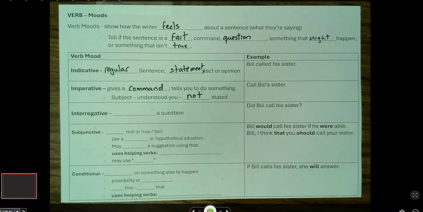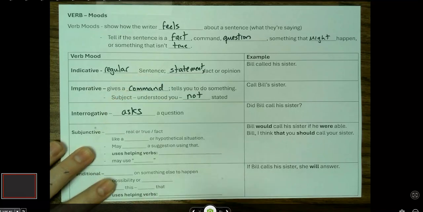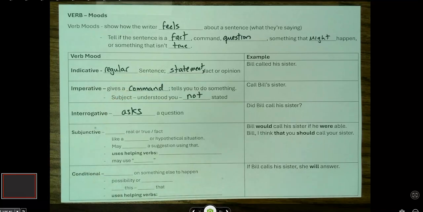All right, and then we got interrogative. It's just like an interrogative sentence. It asks a question. All right, so over here, did Bill call his sister? I don't know, did he? We're going to find out. All right, so interrogative, ask a question.